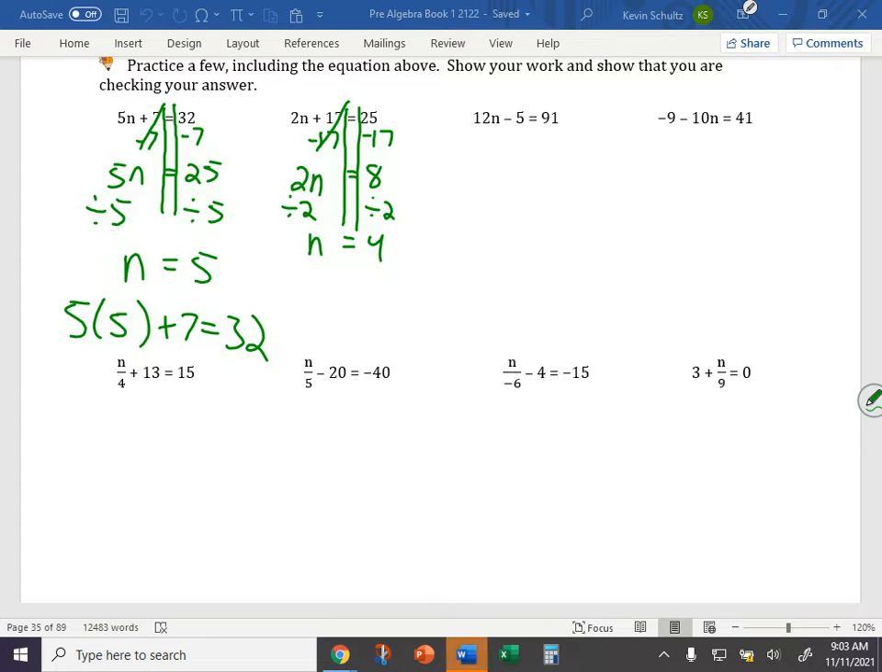Checking this, does 2 times 4 plus 17 equal 25? 8 plus 17 is 25. It checks out. It works. Okay? It works.